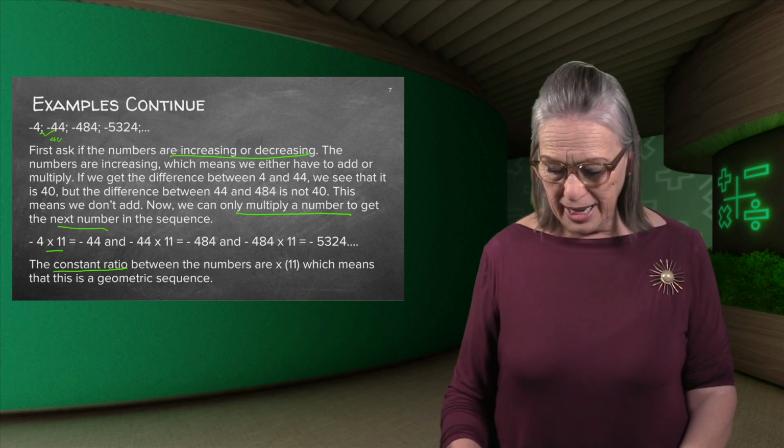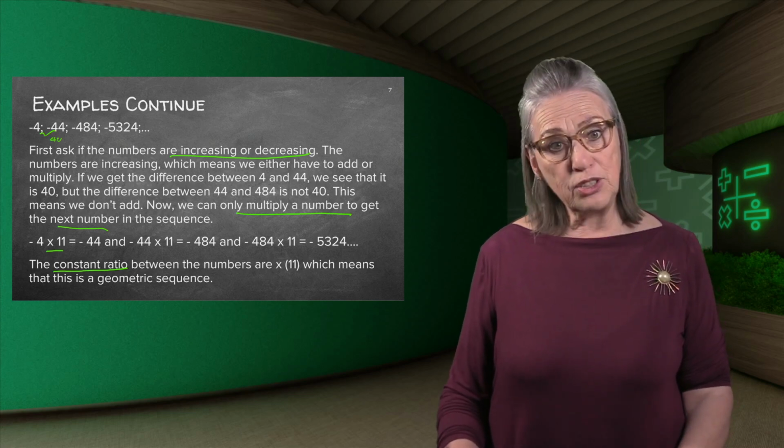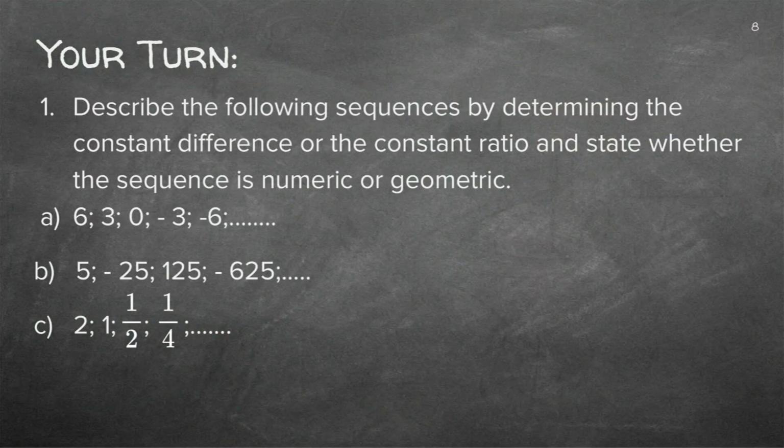Cool. Right, now I think it is your turn. Describe the following sequences by determining the constant difference or the constant ratio and state whether the sequence is numeric or geometric. So remember how we do this. You pause and then you do it and you come back to see if you were correct. Okay, right. So let's look at the first one.